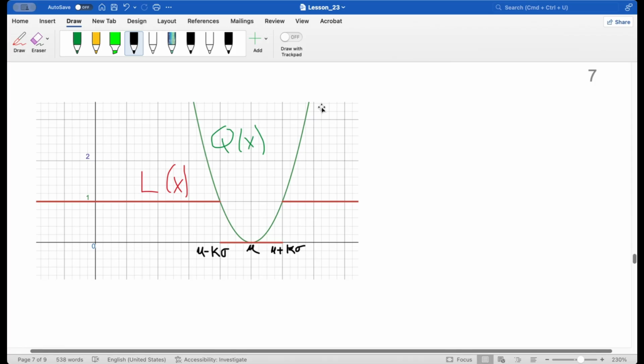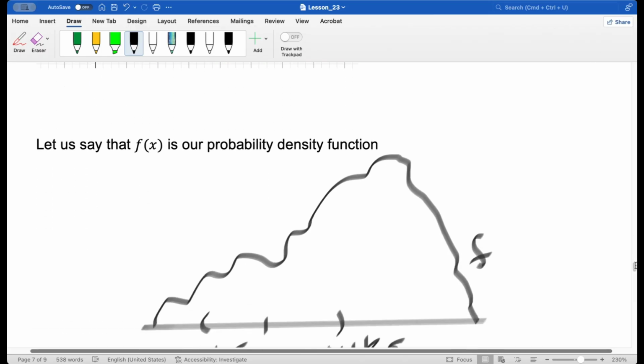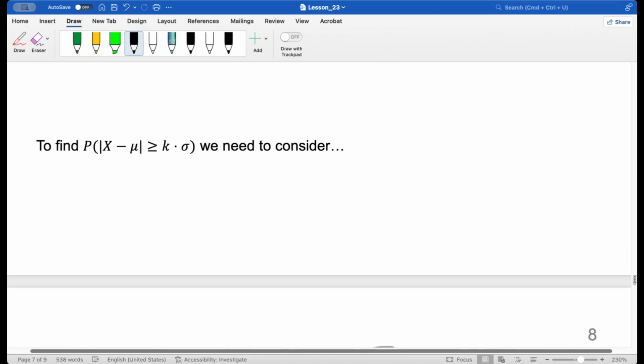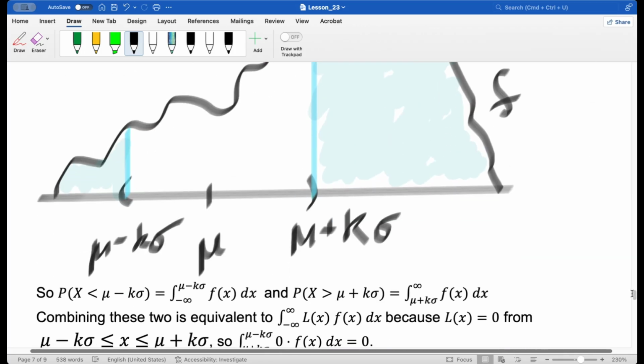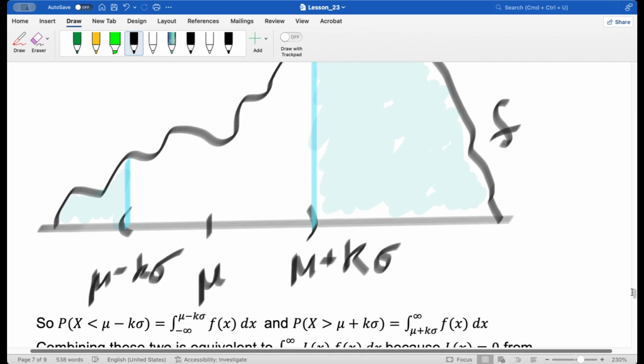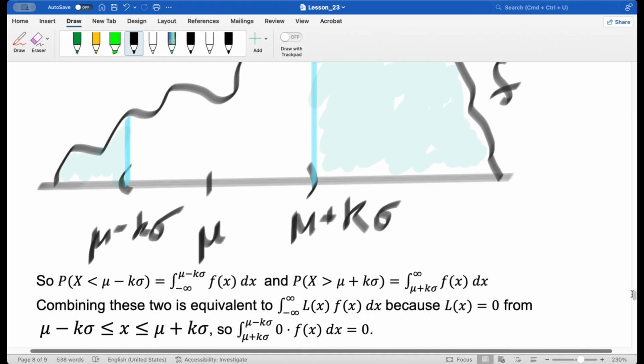So this is the graph of q of x in green and L of x in red. And we can see from the picture that for any x, L of x is less than or equal to q of x. So we want to get a handle on the probability that x is less than mu minus k sigma, as well as greater than mu plus k sigma, to get those two extreme cases that you're more than k standard deviations away, either above or below the mean.